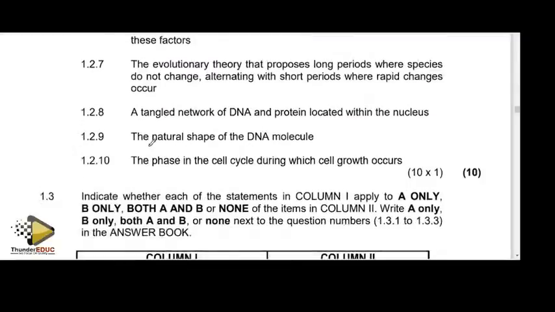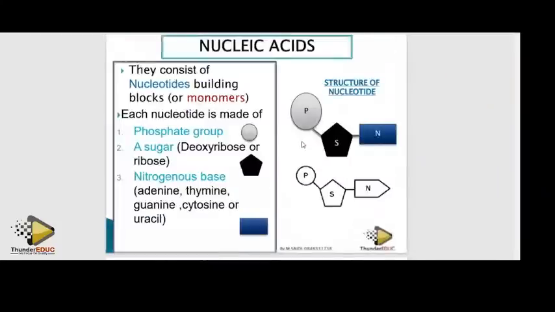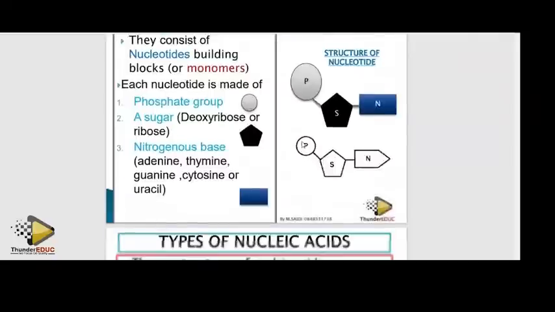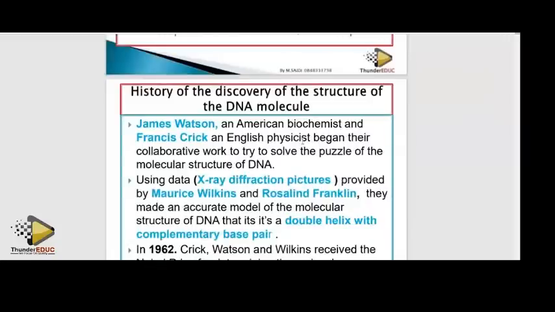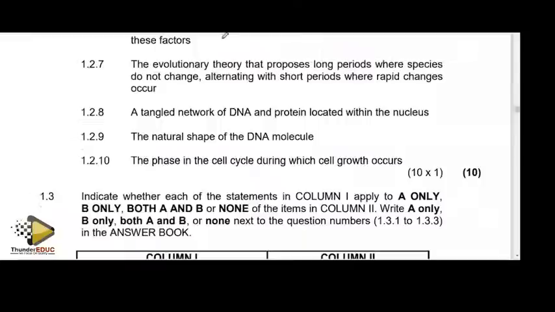Then the natural shape of DNA is a double helix. How does our book answer this? If you go to the structure of DNA, you have to go to the structure of DNA and describe it. You will find out that DNA strands twist to form a double helix. So basically, the book answers that question also.